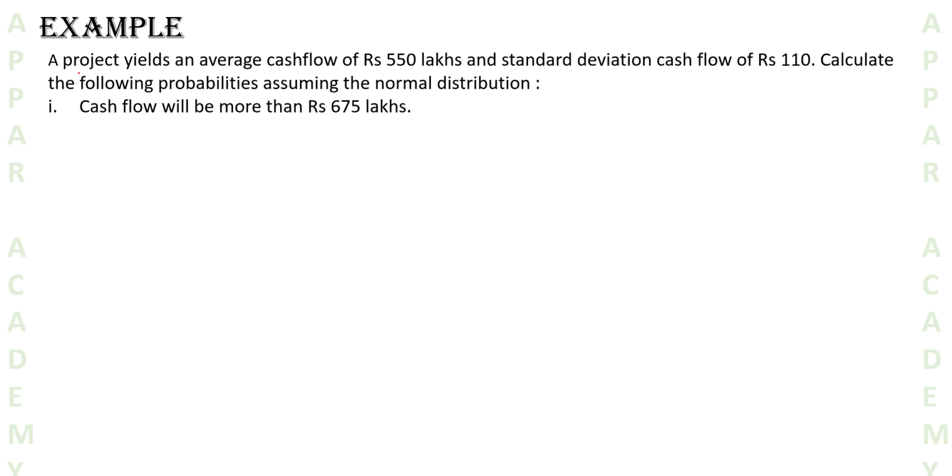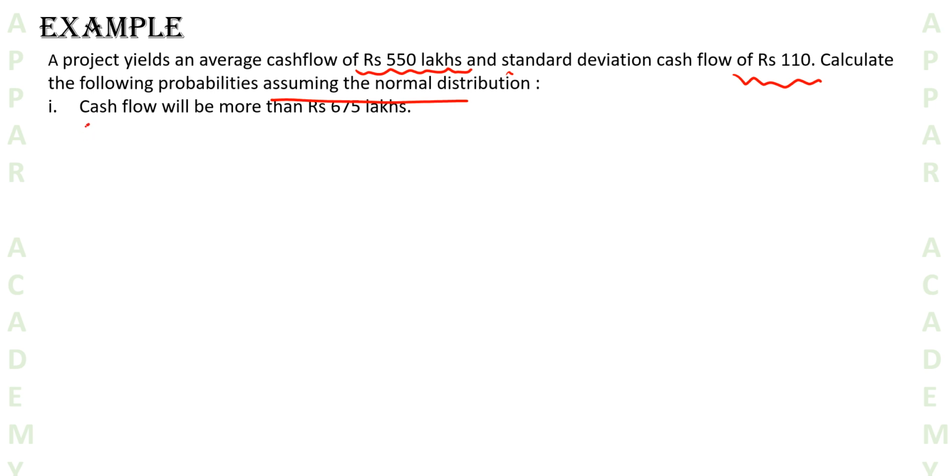So the question says, a project yields an average cash flow of rupees 550 lakhs. Average, simply keep in mind, is the mean. And the standard deviation of cash flow is rupees 110. Calculate the following probabilities assuming the normal distribution. So let's first write down what information is given to us and then we'll look at the parts.